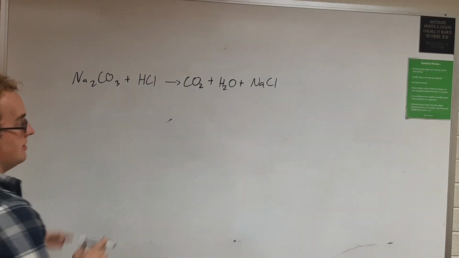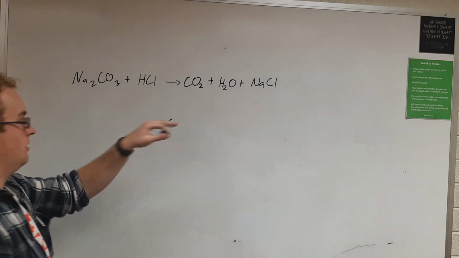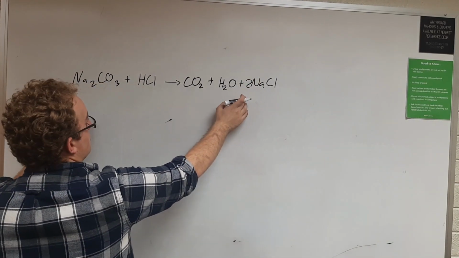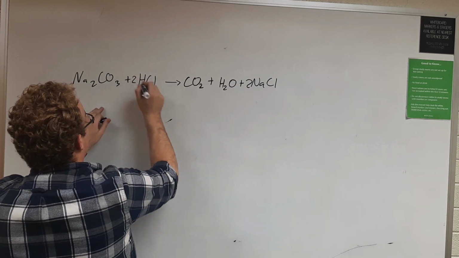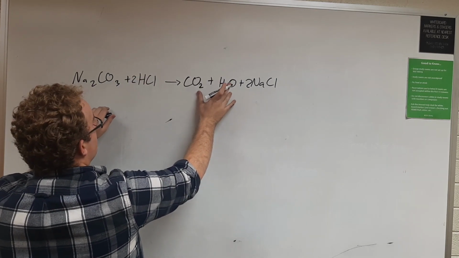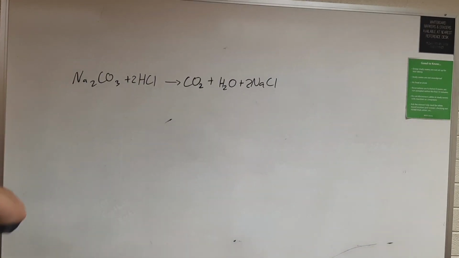Then we'll just have to think, is this all balanced? My guess is no. We have 2 sodiums here and only 1 over there, so if we put a 2 right there, that will give us 2 sodiums. We're going to need 2 chlorines. That gives us 2 chlorines, 2 hydrogens, 3 oxygens there, and 1 carbon on there. Okay, we're all good to go there.